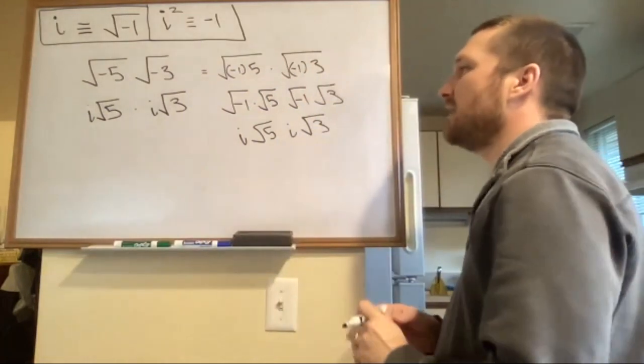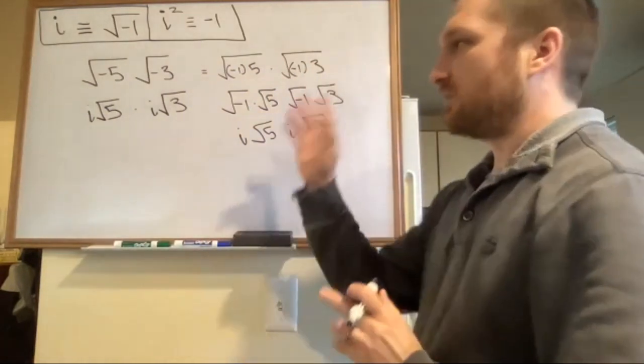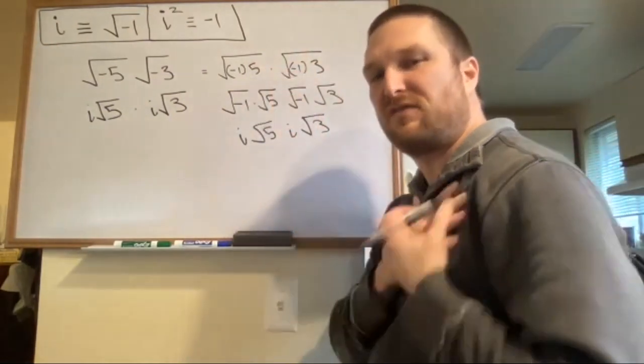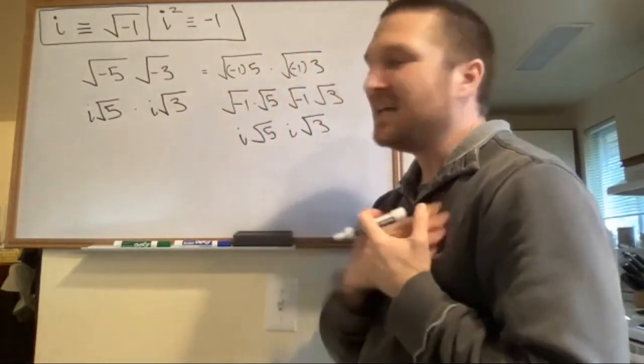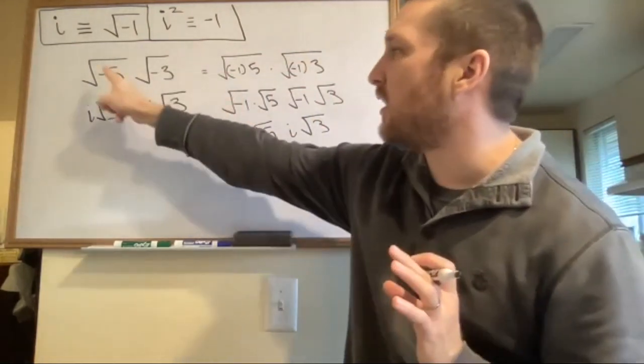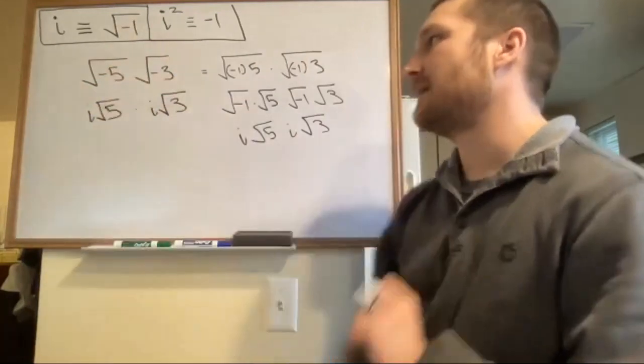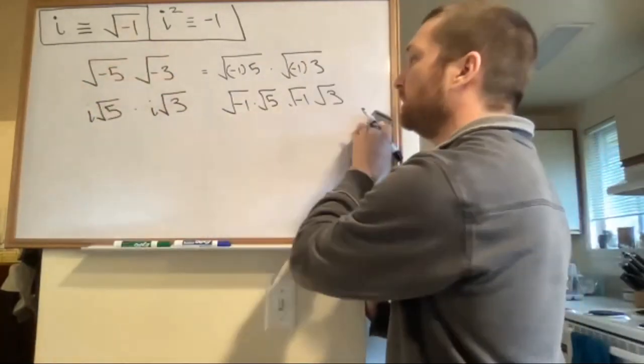We don't need to do that, because from now on, if you believe this in your heart of hearts and you could feel it to be true, it's perfectly fine from now on to say, oh, negative number, pull it out as an i, and then make the inside positive. That's what we're going to do.